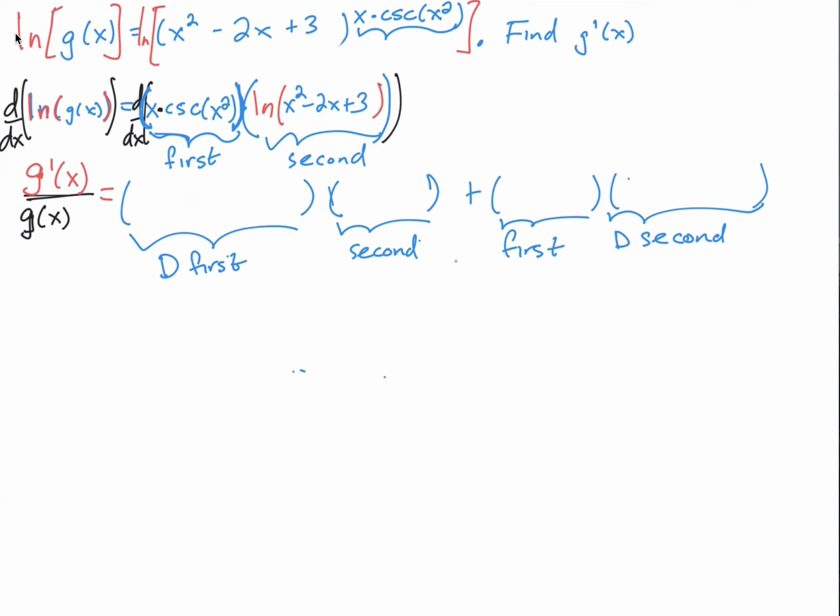Okay, so what's the derivative of the first, x times cosecant of x squared? 1 times cosecant of x squared, plus x times the derivative of cosecant of x squared. What's the derivative of cosecant of x squared? Negative cosecant x squared cotangent x squared, times 2x.